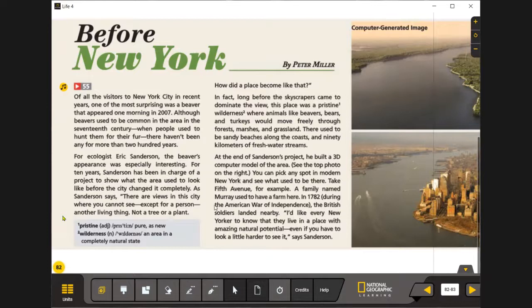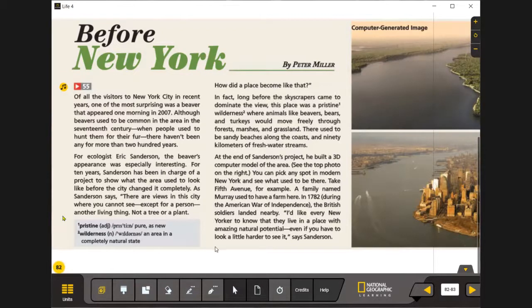Okay. At the end of Sanderson's project, he built a 3D computer model of the area. See the top photo on the right. You can pick any spot in modern New York and see what used to be there. Take Fifth Avenue, for example. A family named Murray used to have a farm here. In 1782, during the American War of Independence, the British soldiers landed nearby. I'd like every New Yorker to know that they live in a place with amazing natural potential, even if you have to look a little harder to see it, says Sanderson.